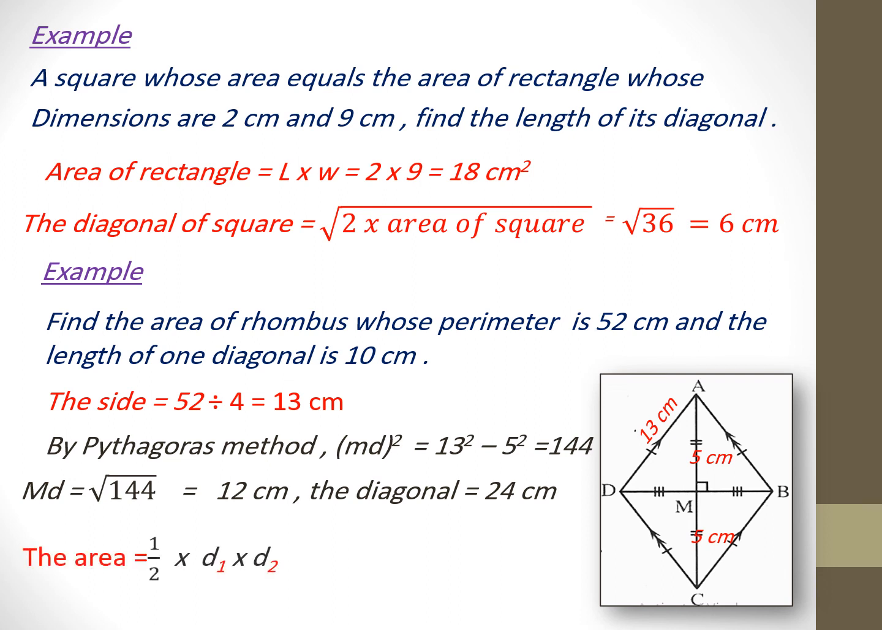Now the area of the rhombus equals half times d1 times d2 equals half times 24 times 10 equals 120 square centimeters.